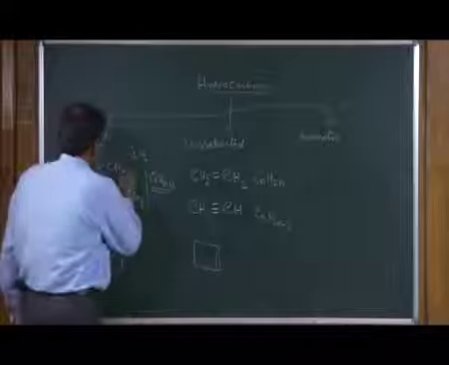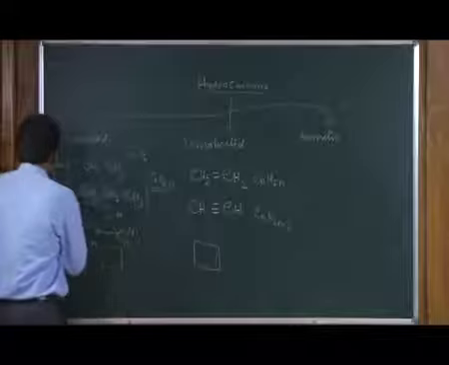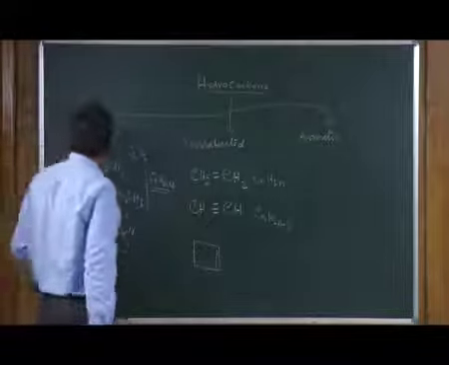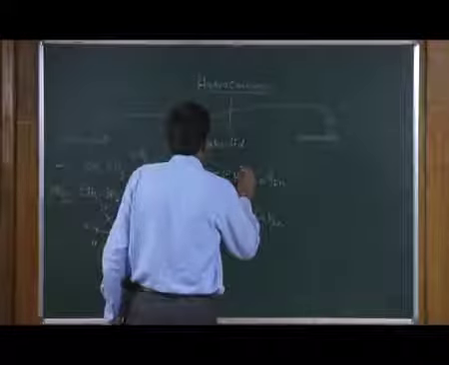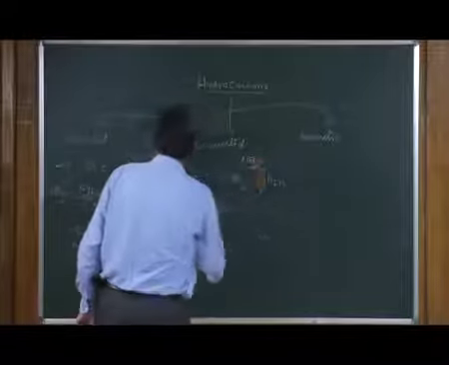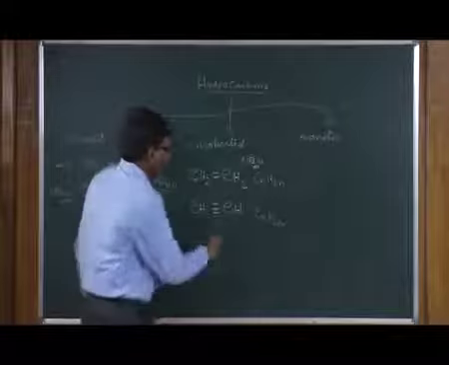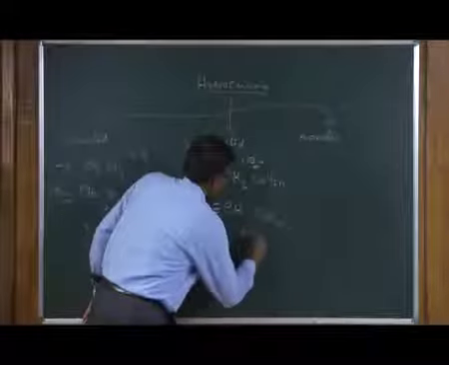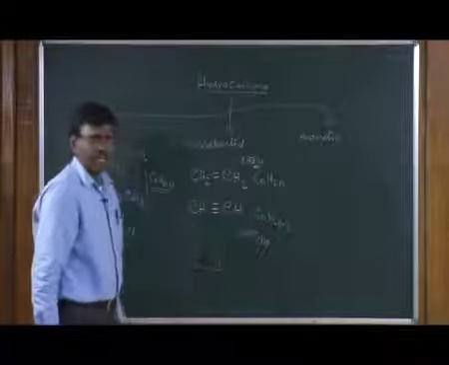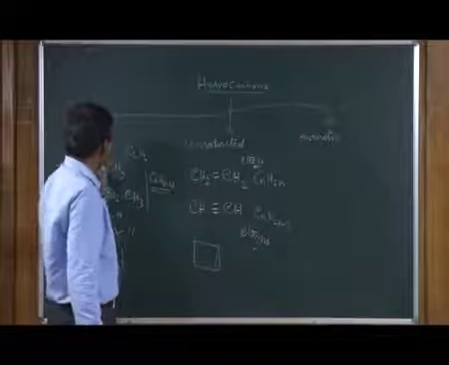The name of this compound is ethane. You see the difference. In this case, the ane is converted into ene, ethene. And in this case, the a is changed to y, ethyne. These are the names of these compounds. You can go on like this.